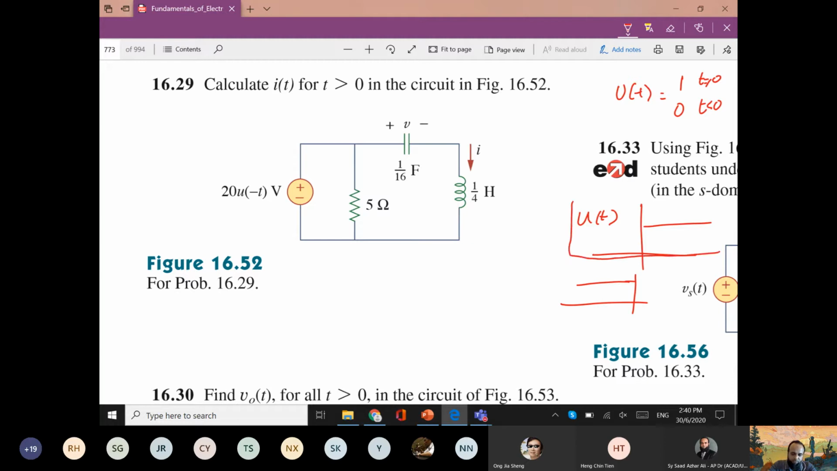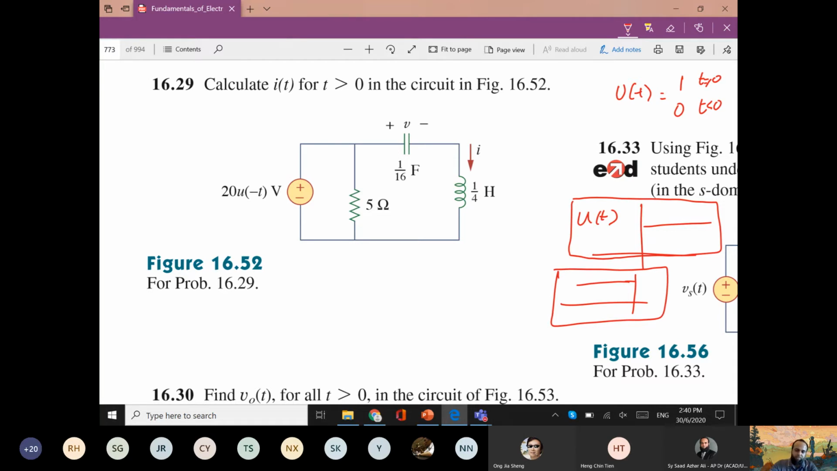Even this is a switch. This is a switch that is off, like an open circuit, before t equal to 0, and it's on at t equal to 0. This is the opposite. This is on before t equal to 0 and off after t equal to 0.